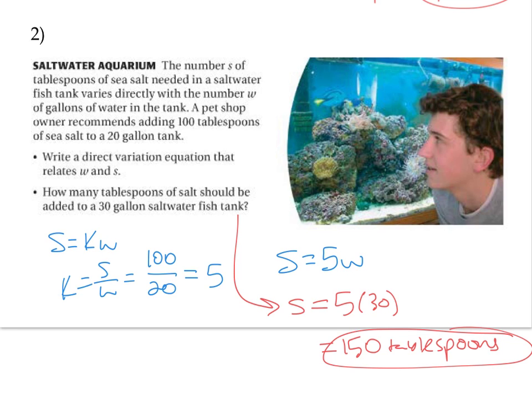And write the equation by finding that constant of variation. Identify your independent and dependent variables so you know which one's the y, if you will, and which one's the x, our inputs and our outputs.